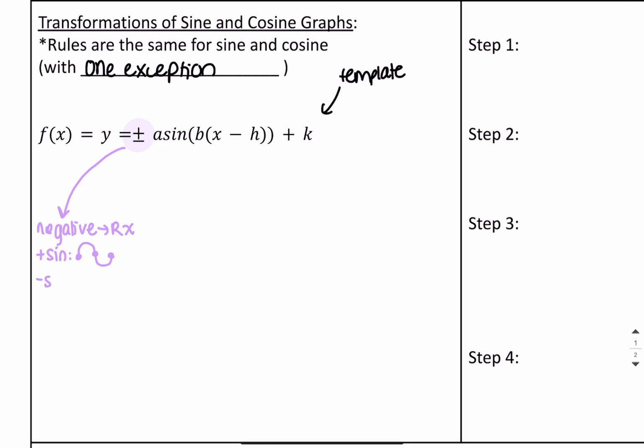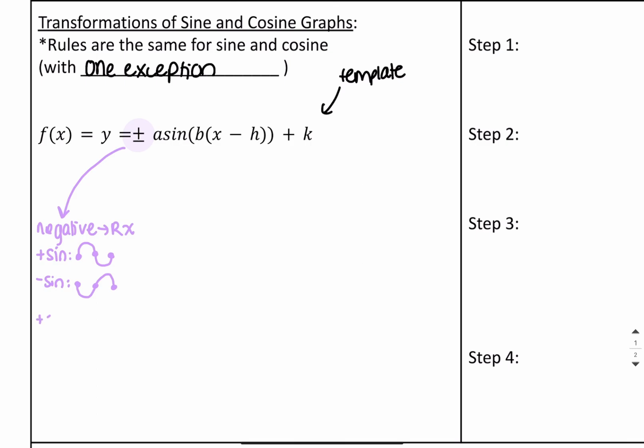So if I have negative sine, then it's going to be flipped upside down. I'm going to start in the middle still, but I'm going to be going downwards. And then I'm going to end at the middle for each repeating cycle. But the difference is I'm going downwards from the middle instead of upwards from the middle.